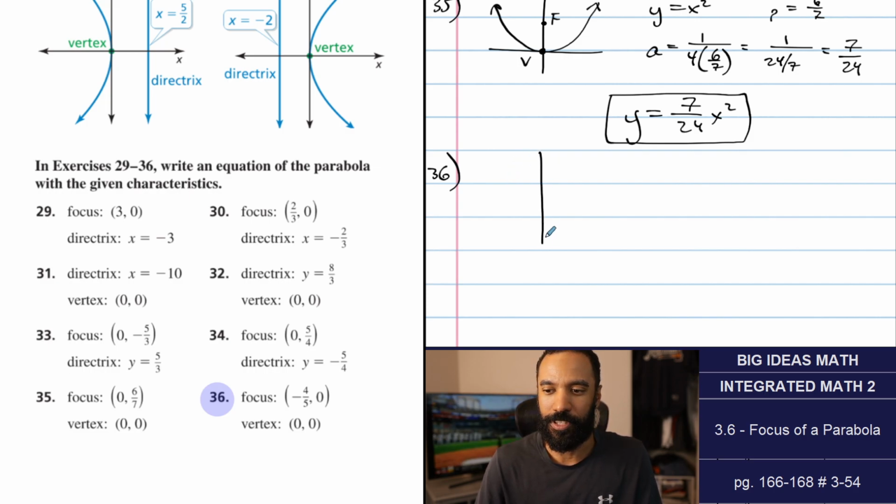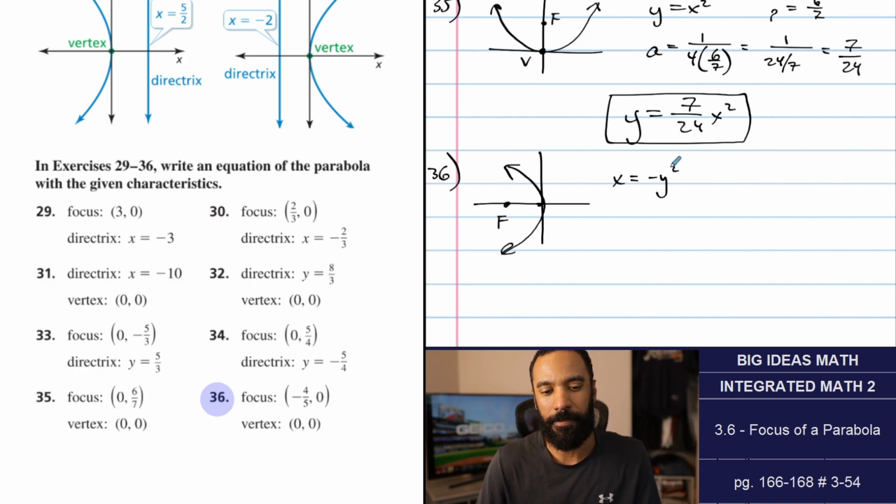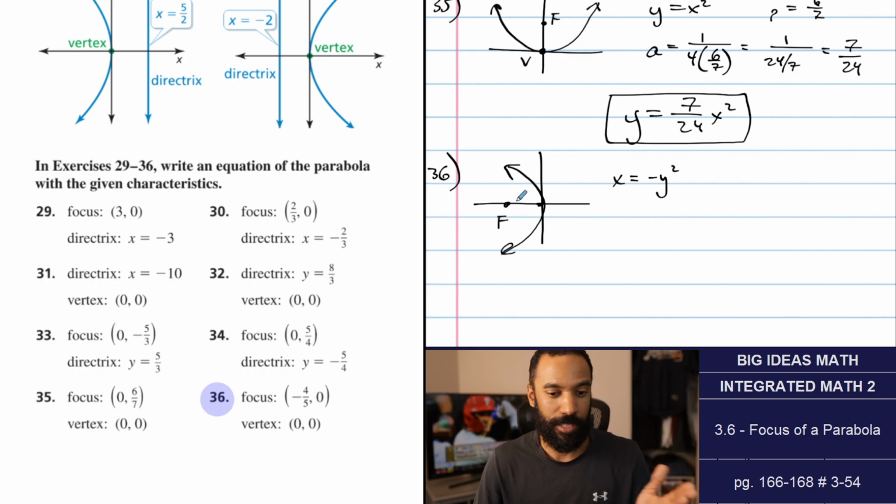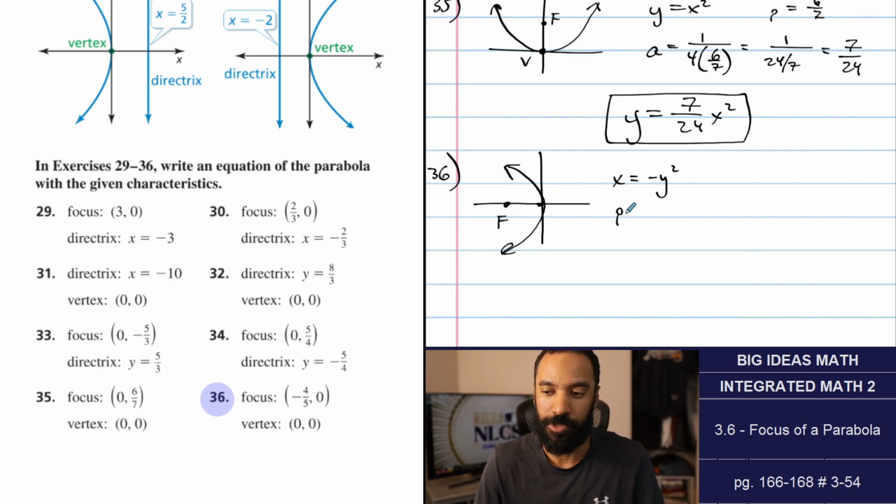Focus is at (negative 4/5, 0) over here. That's your focus. Vertex is at the origin. This graph is going to go to the left. So it's going to mean x equals negative y squared equation once again. Going back to that. It's 4/5 away. So the p-value is negative 4/5.